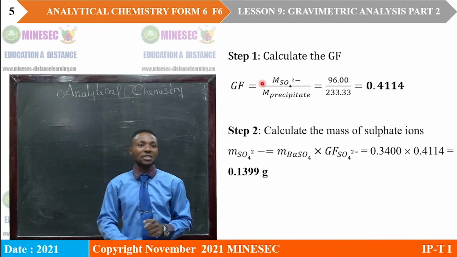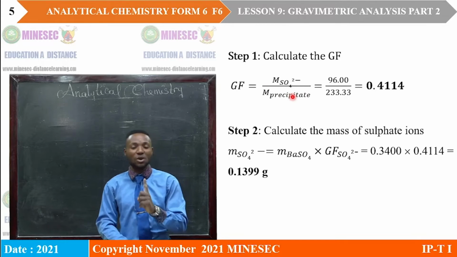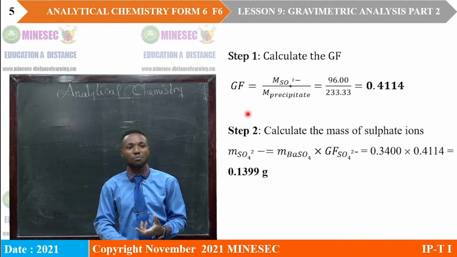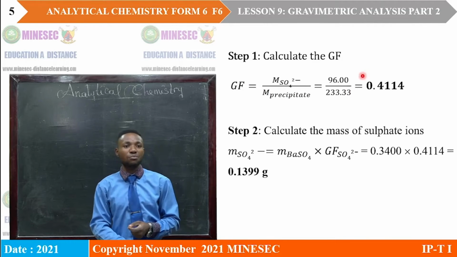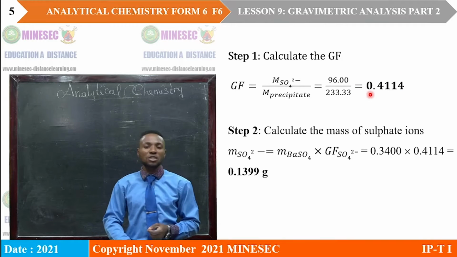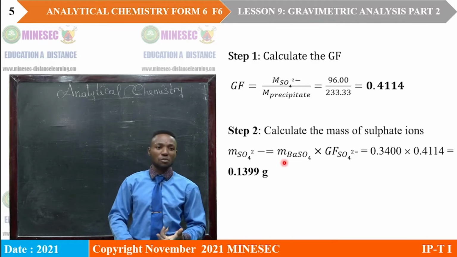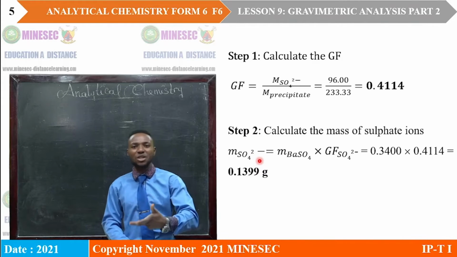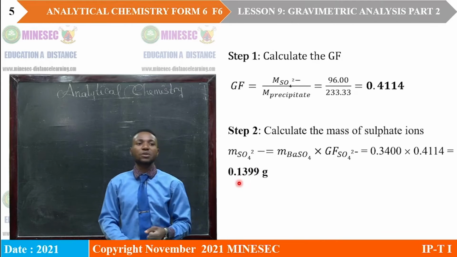Only one. That is why the a here is one. And here, for the precipitate, we have only one as a stoichiometric coefficient. Reason why we have not put the 1/1. When you perform that operation, you are going to have a gravimetric factor of 0.4114.